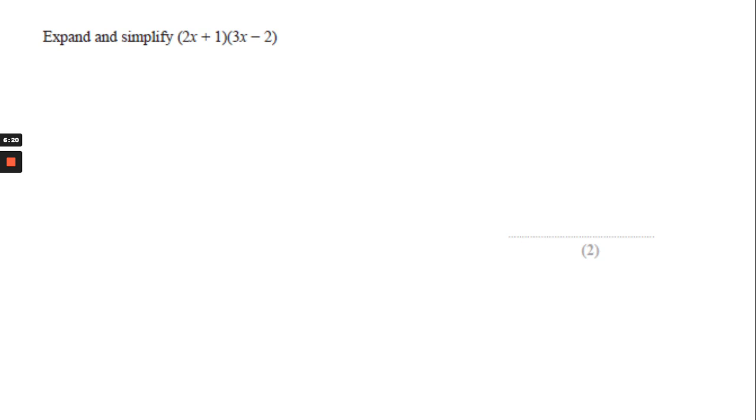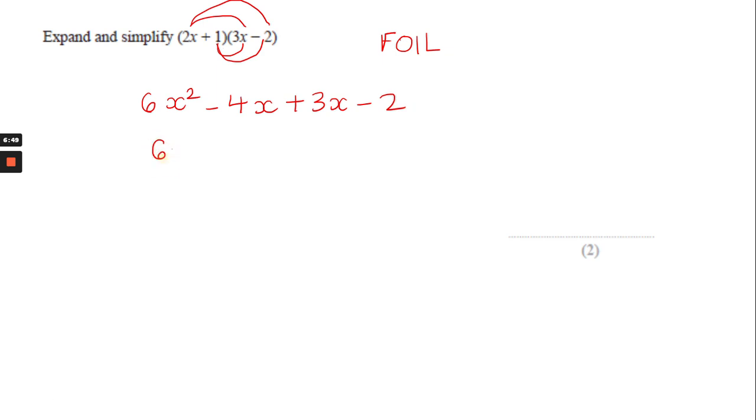So expand and simplify over here. Well, again, I'm going to use FOIL. 2x times 3x gives me 6x squared. 2x times minus 2 gives me minus 4x. 1 times 3x gives me plus 3x. And 1 times minus 2 gives me minus 2. Now if we simplify, I've got 6x squared, minus 4x plus 3x gives me minus 1x, minus 2. And that would be my final answer.